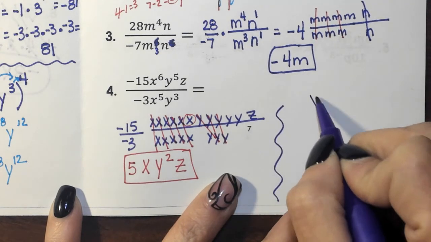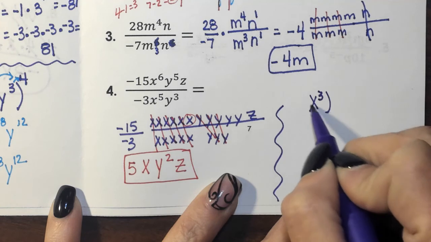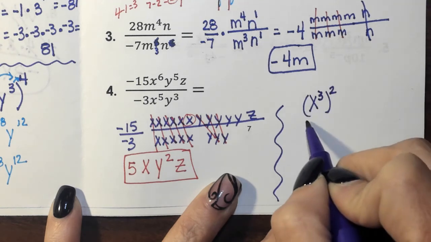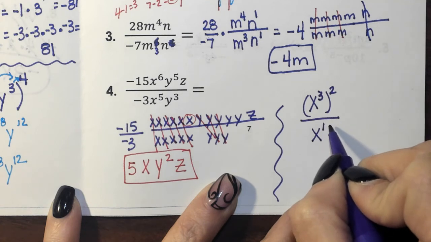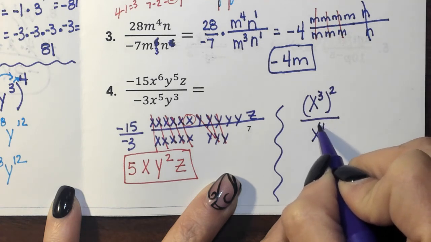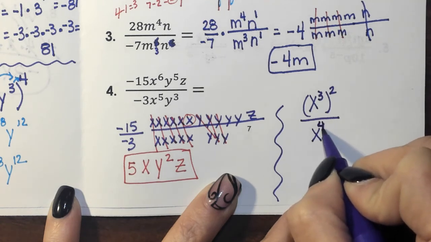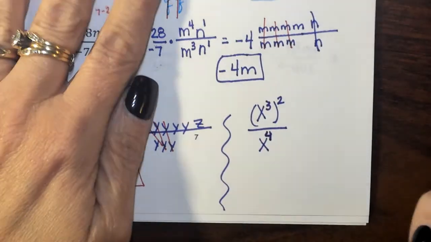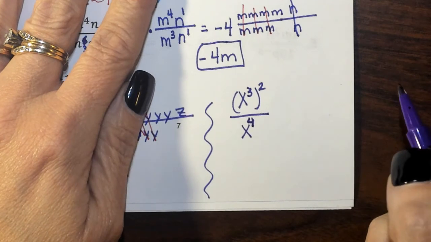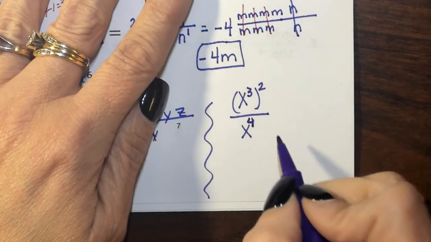Okay, let's do x to the third, squared, over x to the fourth. X to the fourth. Okay, so you're like, oh my gosh, look at that one. Yeah, that one's a little scary, huh?